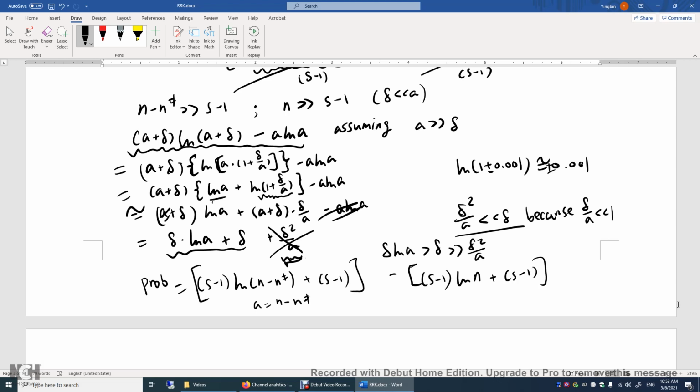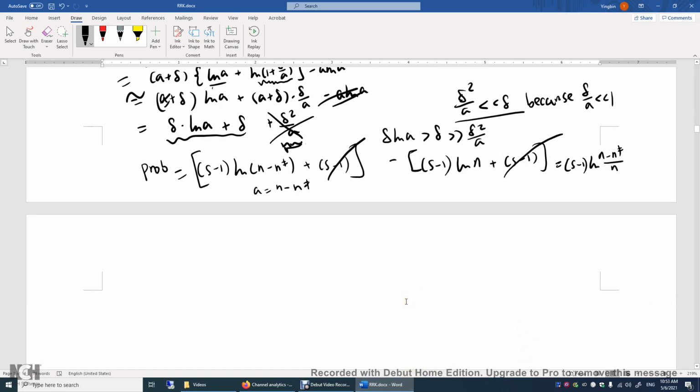Now you see why we're doing this. S minus 1 and S minus 1 cancel, right? And then we'll have a very simple equation. Okay, this is very simple. Now I'm going to copy this equation on the next page.